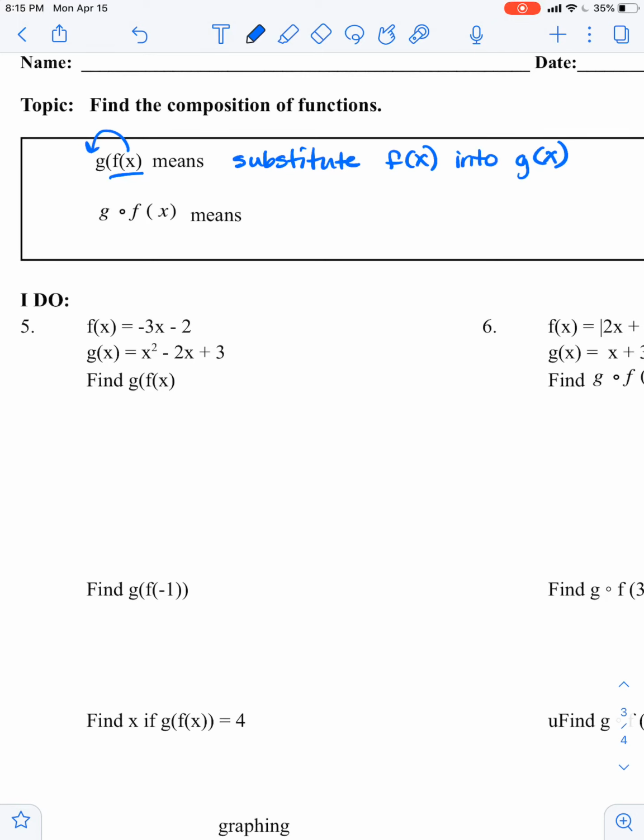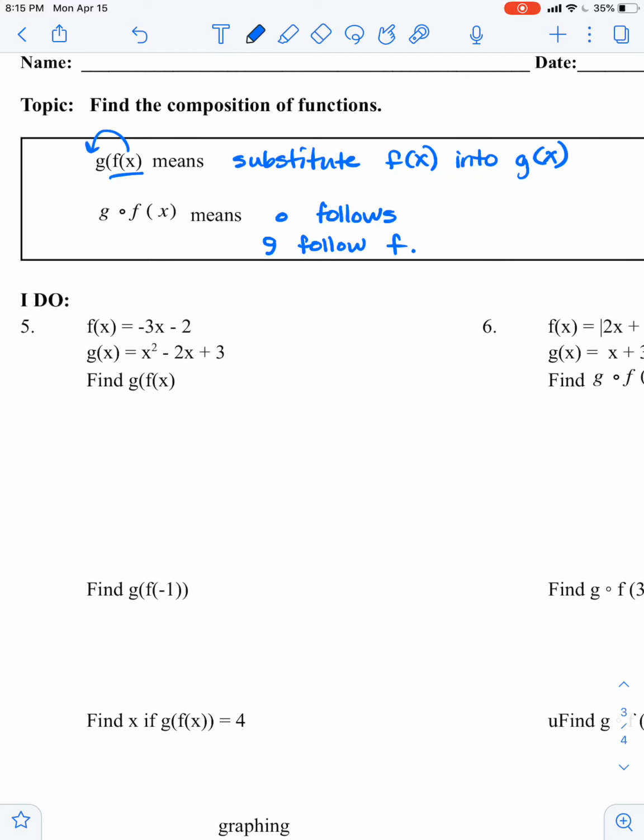And a lot of times this word, you'll hear maybe another teacher read it as "follows." Okay, follows. And so you might say g follows f. A lot of times you'll hear that. But I like saying that we're going to substitute it into. Okay.